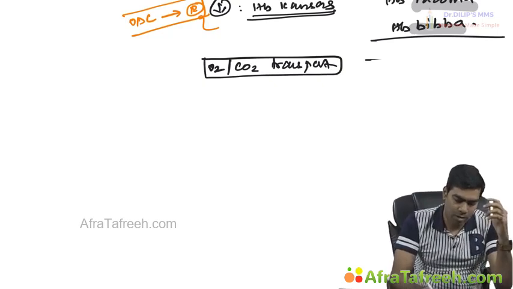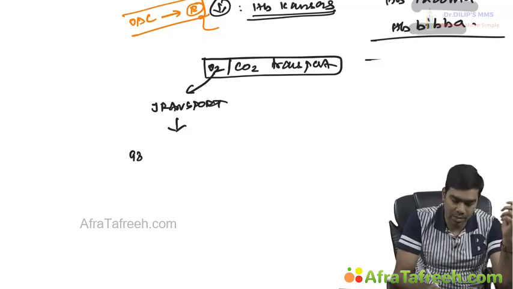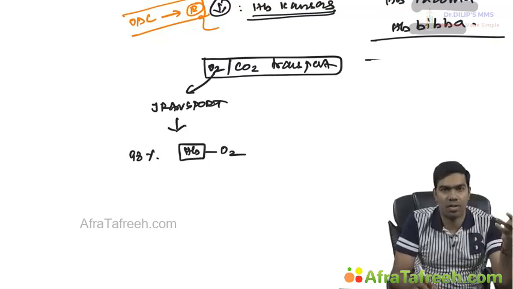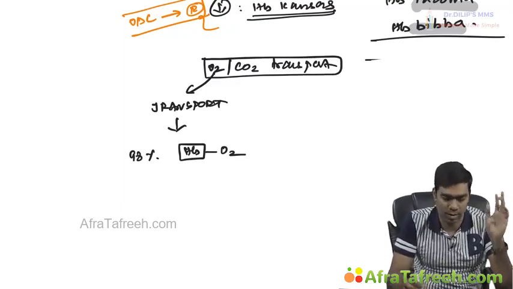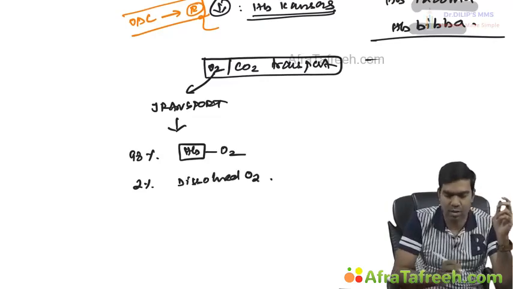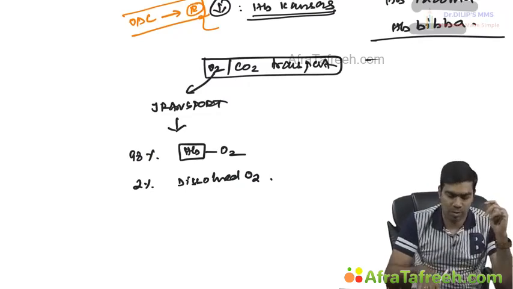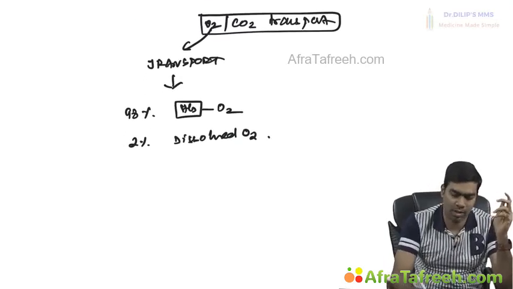So number one, oxygen, how it is carried. If you ask me about oxygen transport in the blood, 98% of the oxygen is transported in the form of oxygen coupled with hemoglobin. This is what we call oxyhemoglobin. So 98% is transported in the form of oxyhemoglobin only. The remaining 2% is transported as dissolved oxygen. 98% is going to be transported as oxyhemoglobin only, in the form of oxygen and hemoglobin connection.